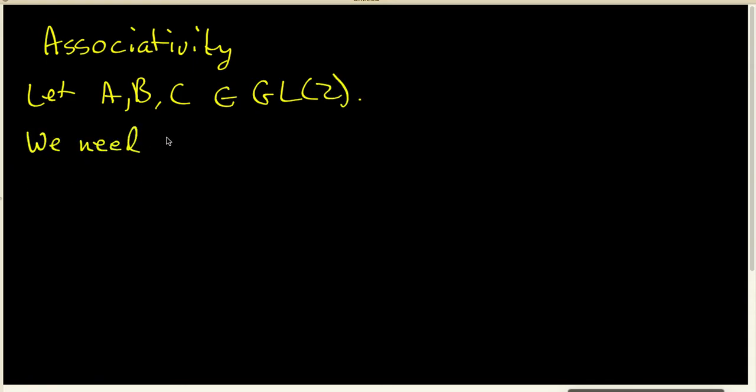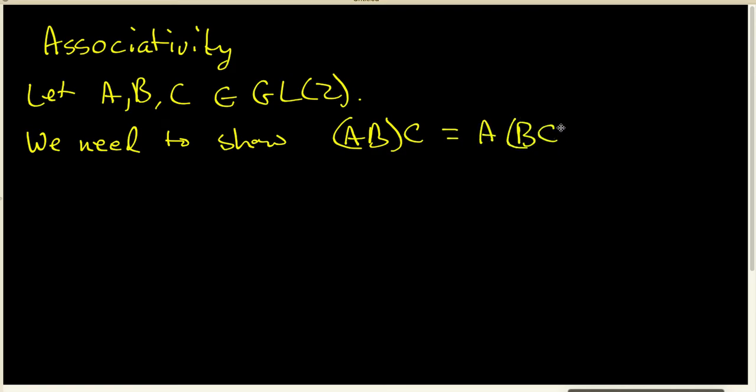So let's look at what that means. We're going to need to have A, B, and C all be elements of GL2. And we need to show that if I look at A times B times C, and I put parentheses around the A and B, that's going to be equal to A times B times C, where the parentheses are around the BC. Now, to do this particular kind of calculation requires some fairly tedious algebra skills, but nothing overly hard.